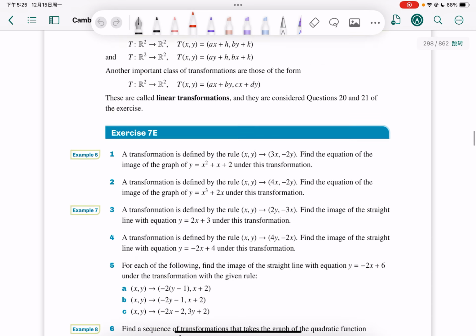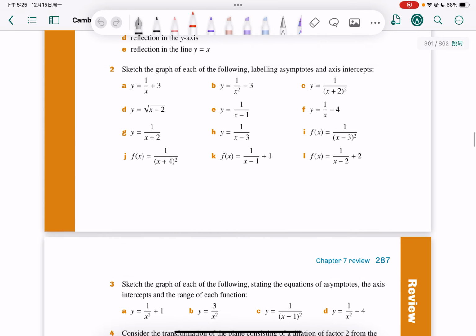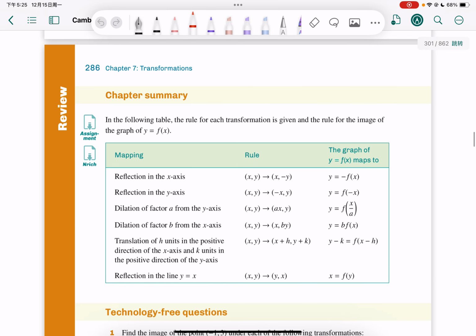So let's directly look at the summary of chapter 7. It tells about the mapping, like the steps, the reflection, dilation, translation, and the rule, so the coordinate form, and the graph in terms of f. Personally, I think this is a bit vague, so it's more important to do some practice.